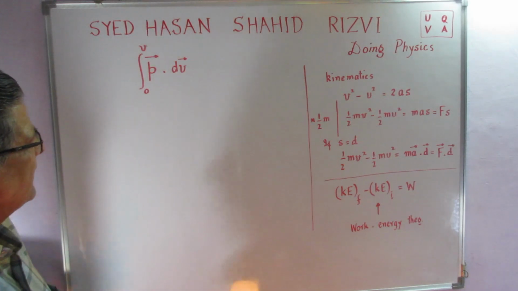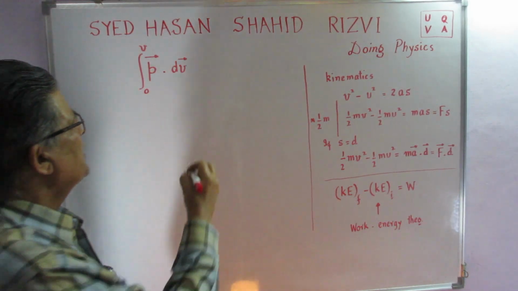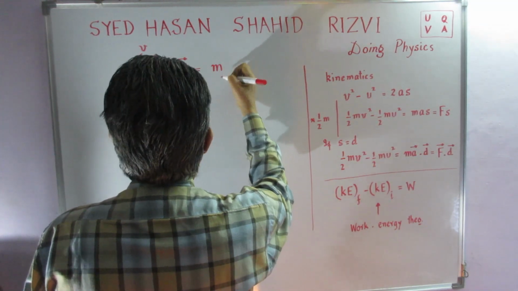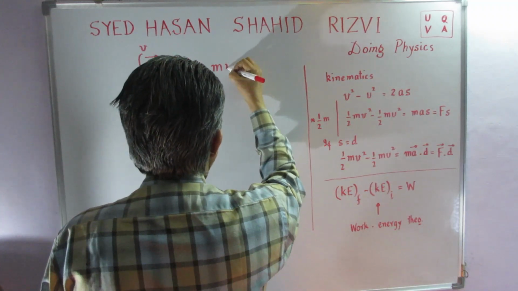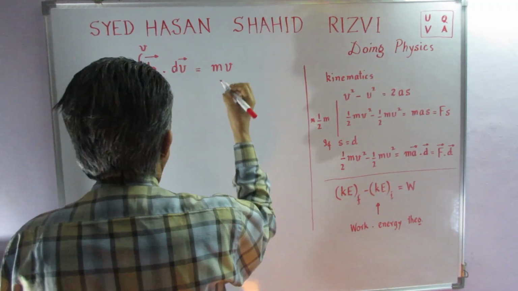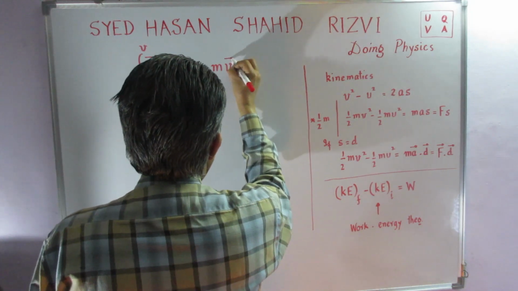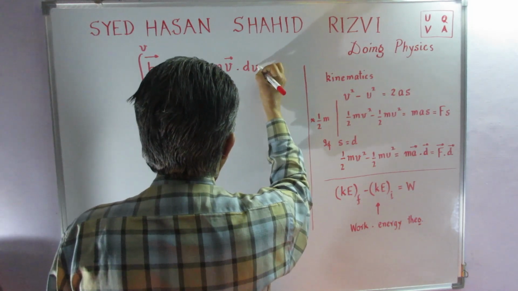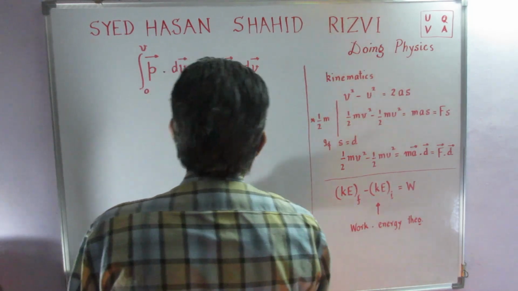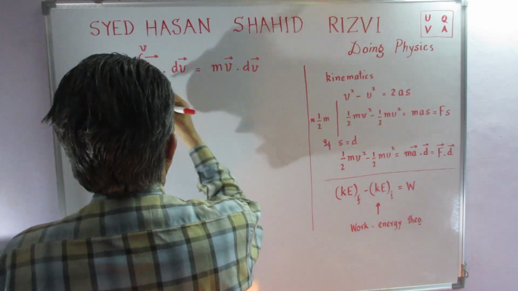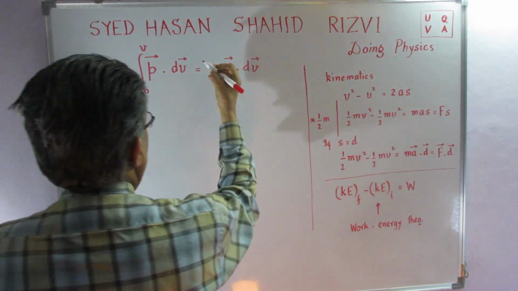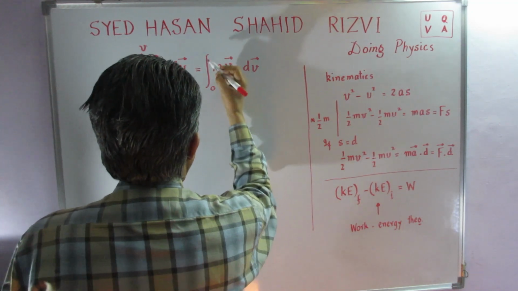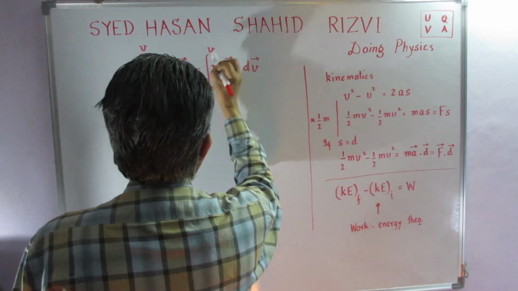So p, what is p? P is equal to mv. This is m, which is a scalar. In the situation under consideration, it is not changing. So I'll write v dot dv. This is a small variation in the value of velocity, because the velocity has to change, and then the integration sign, and again this will be a definite integral between the limits 0 to v.